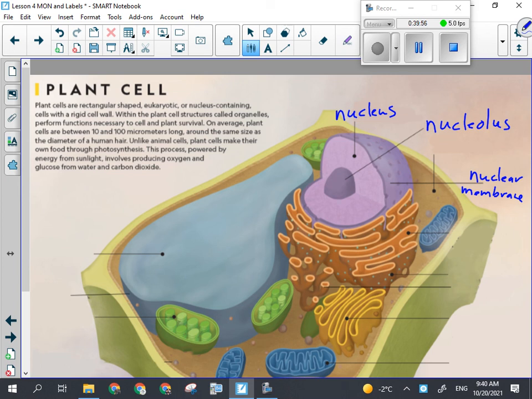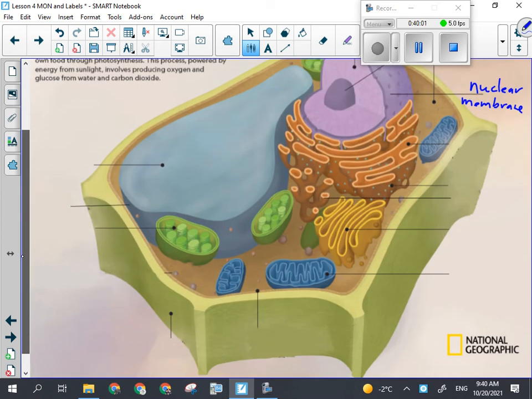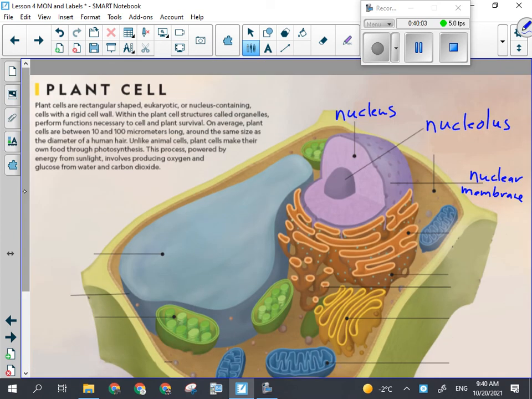Okay, this dot right here, it looks like it's pointing at nothing, and it would kind of be the empty part of the cell. But it's not empty, the cell is obviously filled with fluid. If the cell was filled with air, all of the organelles would fall to the bottom and pile up on top of each other. So the cell is filled with a fluid called cytoplasm.